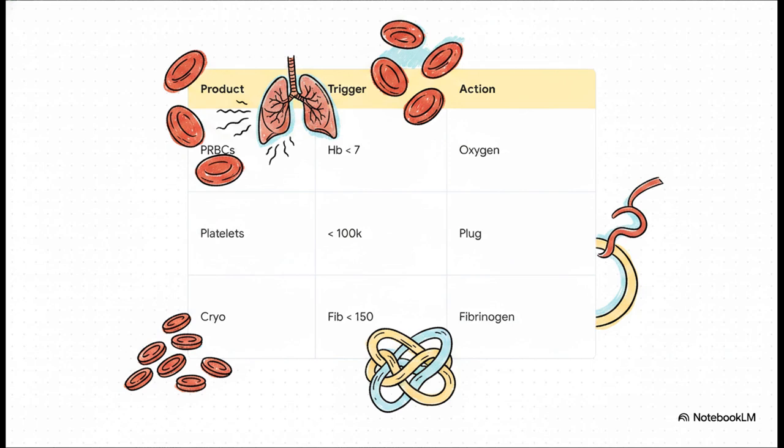Now, the real key to using this toolkit effectively comes down to exact numerical thresholds. We don't just guess here. For instance, you give packed red blood cells specifically when hemoglobin drops below 7 grams per deciliter in an asymptomatic patient, and that's purely to increase oxygen delivery. If platelets fall below a certain line, say 10,000 for standard prophylaxis, or maybe 100,000 if they're heading into neurosurgery, you transfuse platelets to form that crucial plug. And if the patient's fibrinogen is critically low, like under 150, that's when you reach for cryoprecipitate.